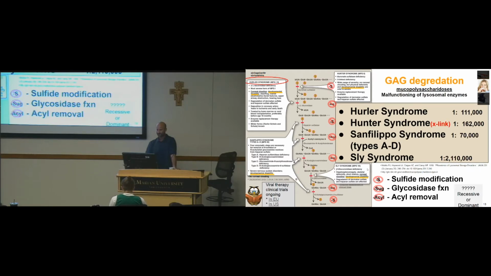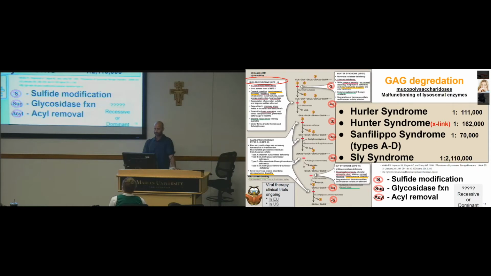Then there's this little line, corneal clouding. Hurler syndrome has that, Sly syndrome has that. I put a green line here because Hunter syndrome does not have corneal clouding. And they have MPS numbers too. Hunter syndrome is MPS 2, Hurler's is MPS 1. So what can take enzyme replacement? Hunter syndrome and Hurler syndrome are shown here.